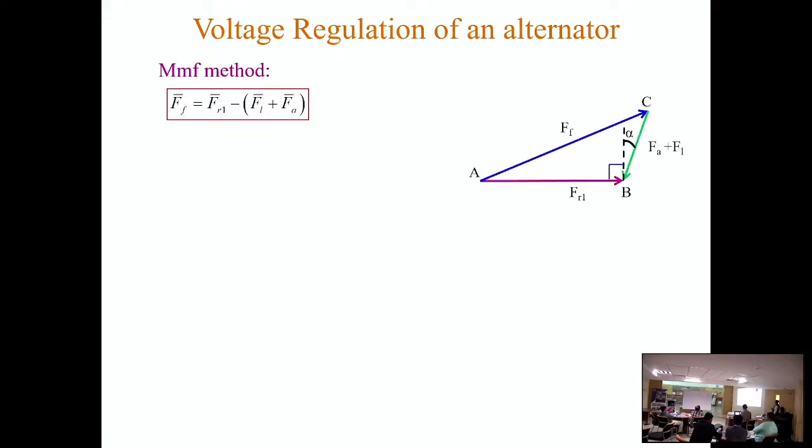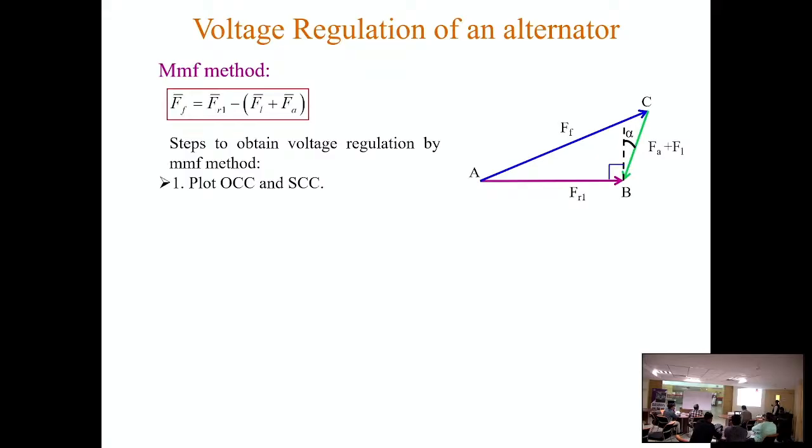Okay. So we will consider that MMF space phasor diagram only. This is a triangle where this is FR1, this is FA plus FL, and we have to calculate this FF. And this angle is alpha. Now in this calculation, if we take Vt as the reference phasor, it will not give us this angle. If we take the armature current, then only we will get the angle directly. So let me show you.